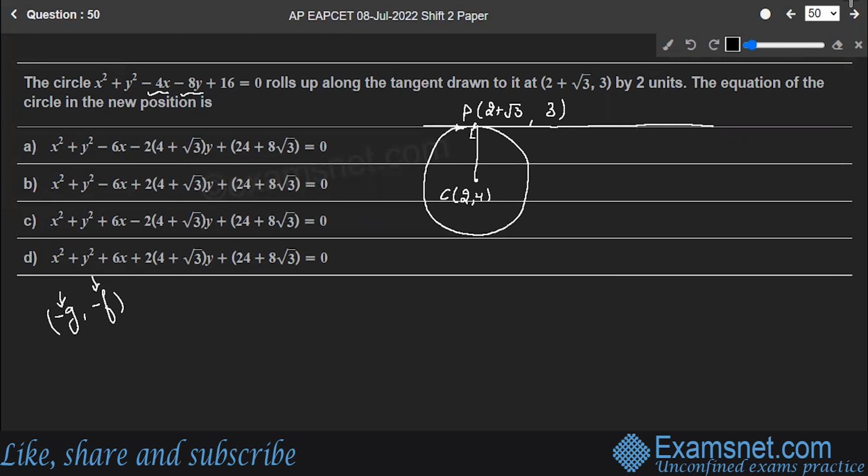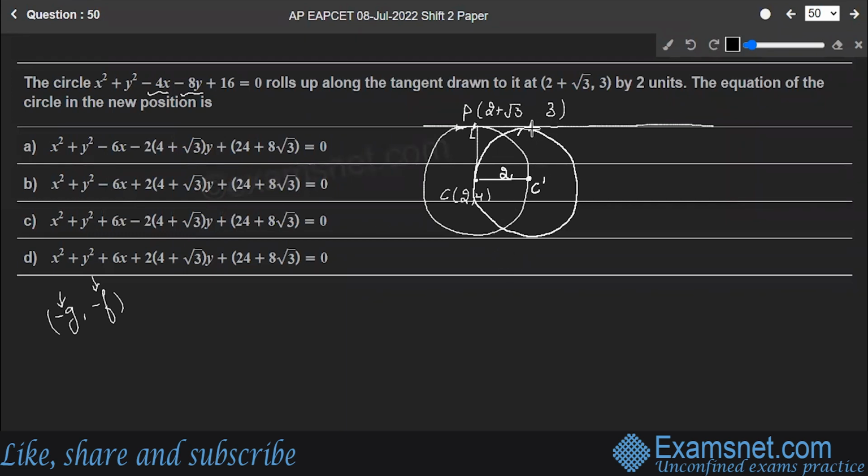I hope this is clear. Now this circle rolls along the tangent at this point by 2 units. So first of all, if the circle rolls by 2 units, the new circle will look something like this. This is the new circle, and this one is the new center. It has rolled by 2 units. That means CC dash is equal to 2.